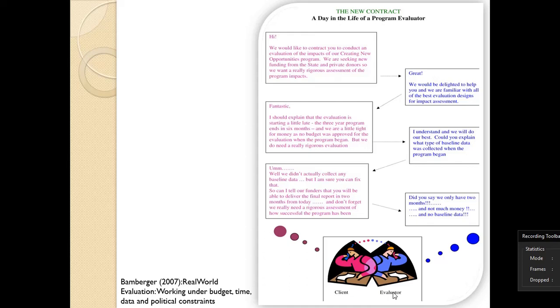So the client says, okay, hi, we would like to contract you to conduct an evaluation of the impacts of our creating new opportunities program, and we are seeking new funding from the state and private donors, so we want a really rigorous assessment of the program impacts. The evaluator says, oh great, we would be delighted to help you, and we are familiar with all the best evaluation designs for impact assessment. The client replies, fantastic. I should explain that the evaluation is starting a little late.